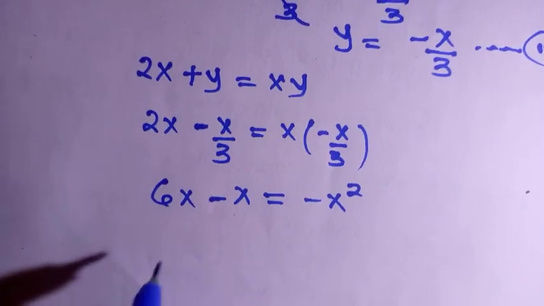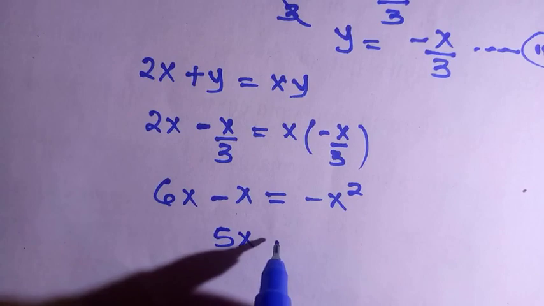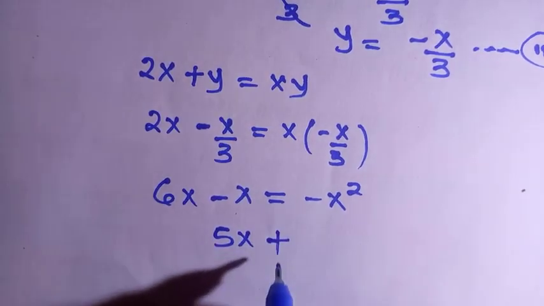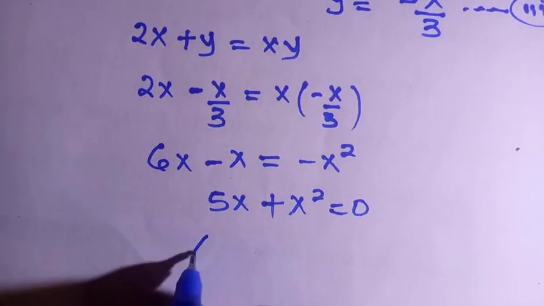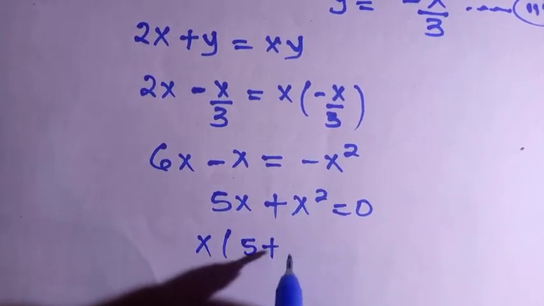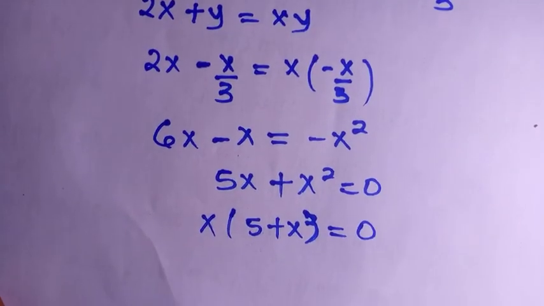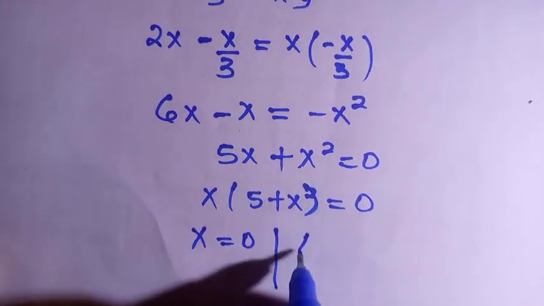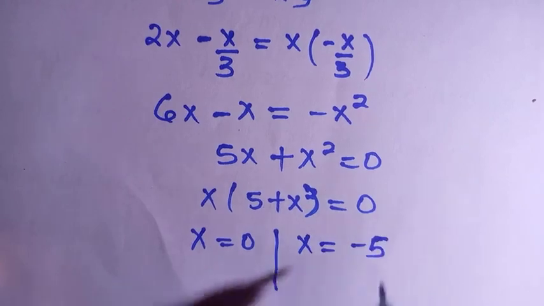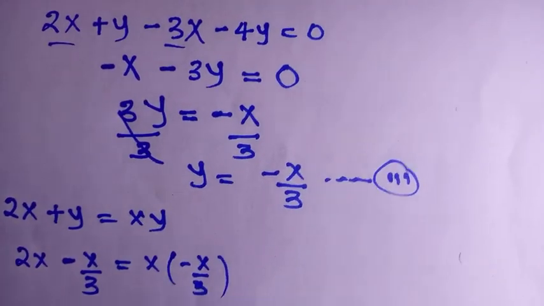So 6x minus x is 5x. If we transfer this negative x squared, it becomes plus x squared, equals 0. And what is common is x. So here becomes x times (5 plus x) equals 0. So here is the quadratic expression. So it's either x equals 0 or x equals negative 5. Which means we got two values for x in this problem.